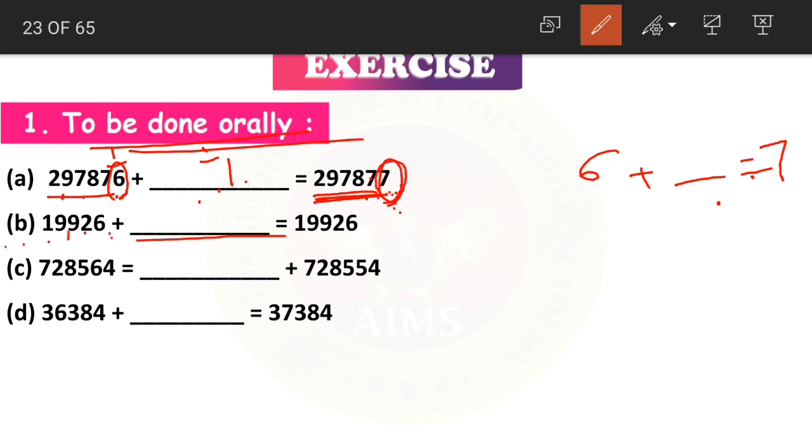19,926 plus dash is equals to 19,926. If you look at the addend and the sum, both are same. Yes, the addend is also same, the number is also same. Now what number should be added here? 0, right? Why? Because whenever we add 0 to a given number, the sum will be the number itself.